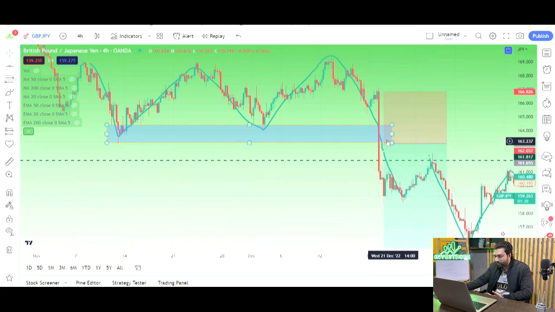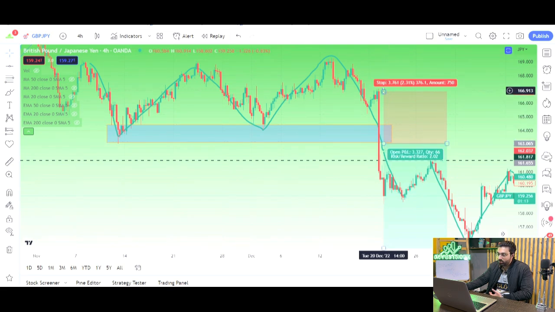Now we can put a sell, or you can wait for the retest, the close of this candle and retest of this support level, because now this support level has become the resistance level, and there you can put an entry. What should be a stop loss?